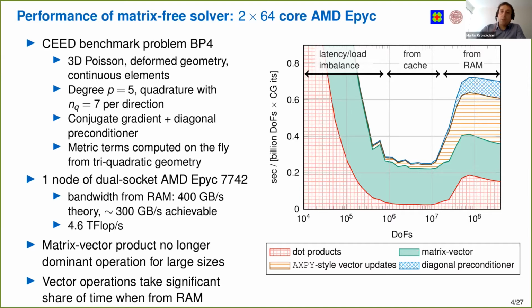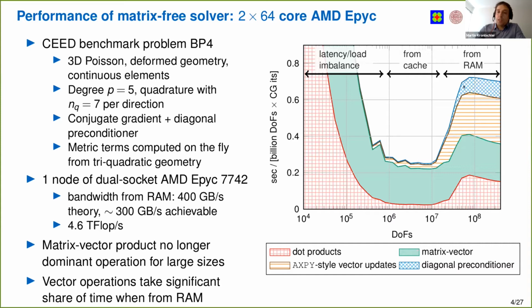And what happened now is that the matrix vector product, when you look at the breakdown of the times for different problem case sizes here, the matrix vector product, the green part, is not the dominating cost anymore. And that's what happens now. This is a conjugate gradient solver with a diagonal preconditioner.